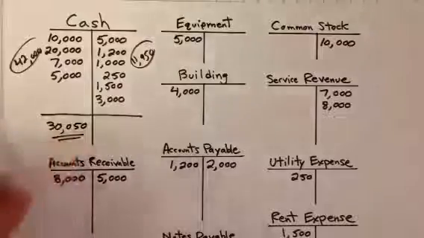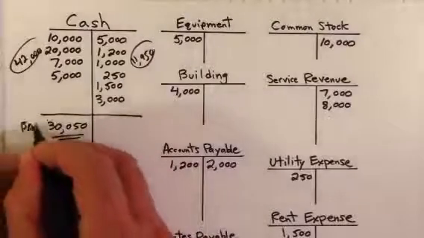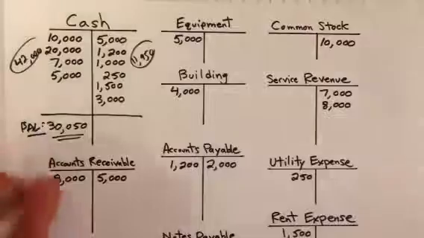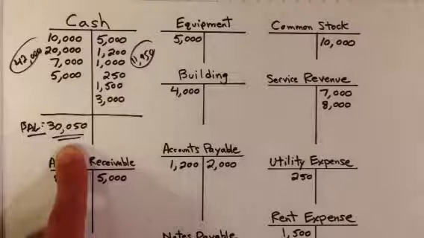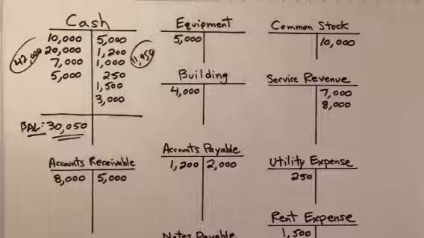So our cash account at the end of this period has a balance of $30,050, and that is a debit balance, as it should be, because what we call the normal balance for cash should be on the left side, the debit side. Now let's look at a couple of other balances.